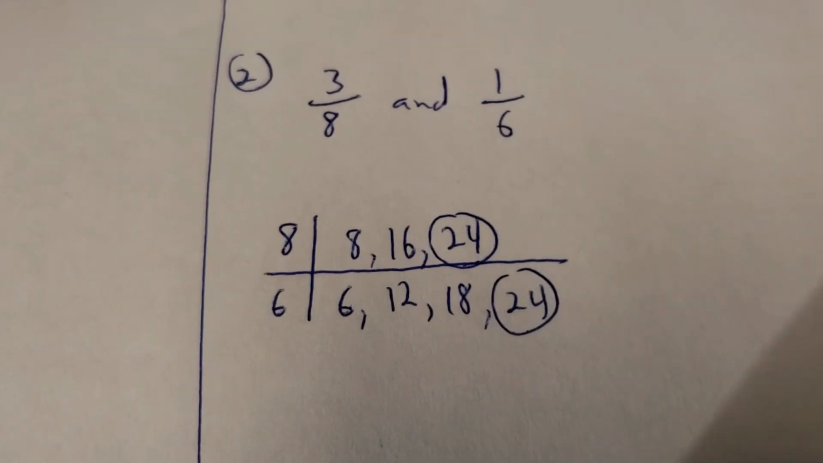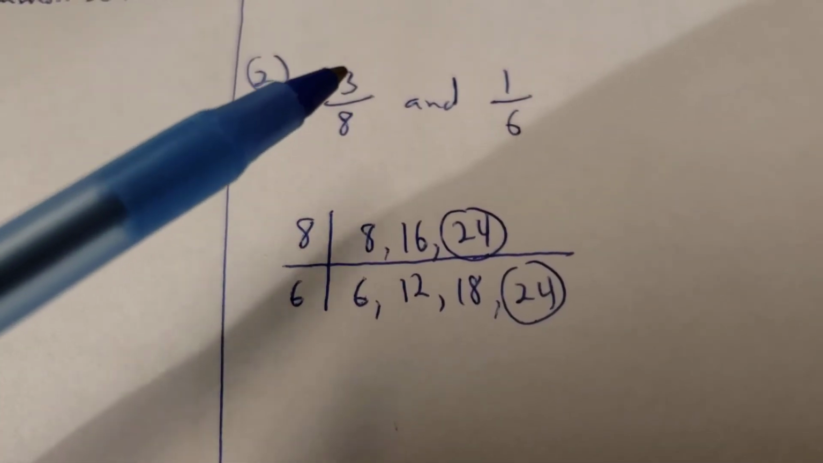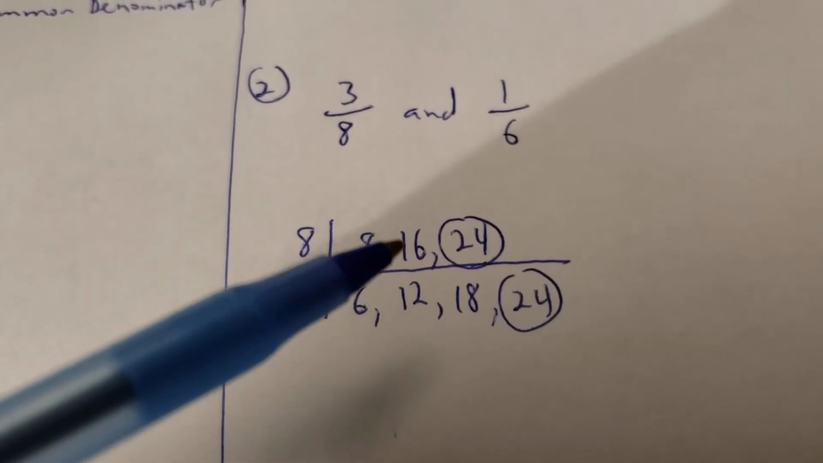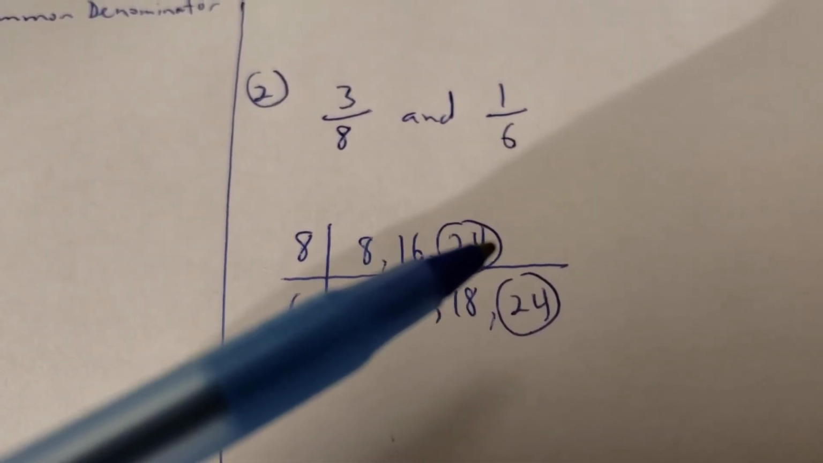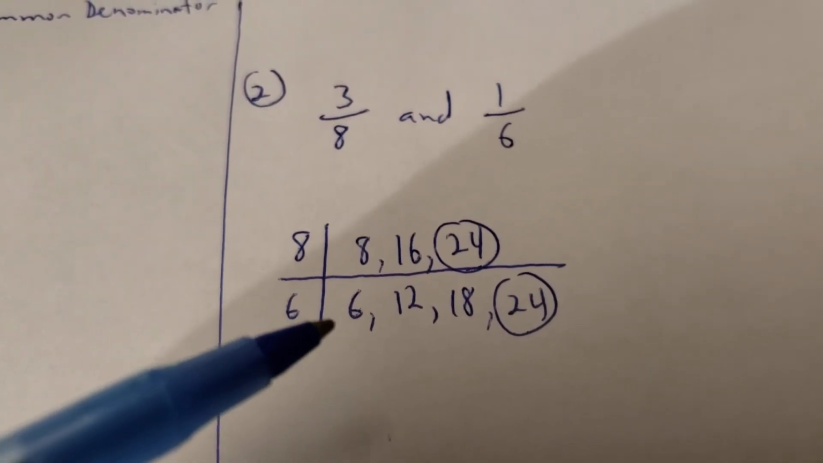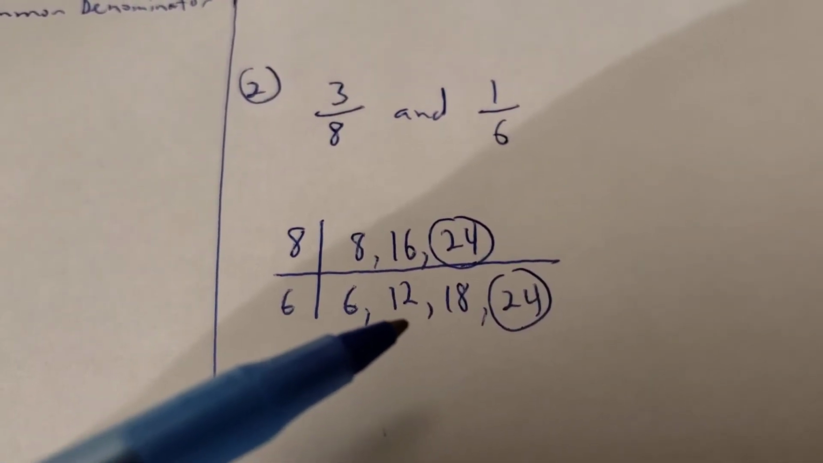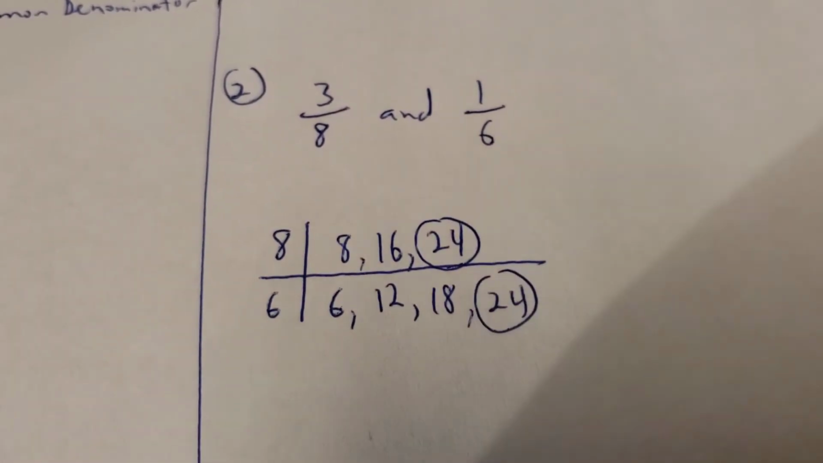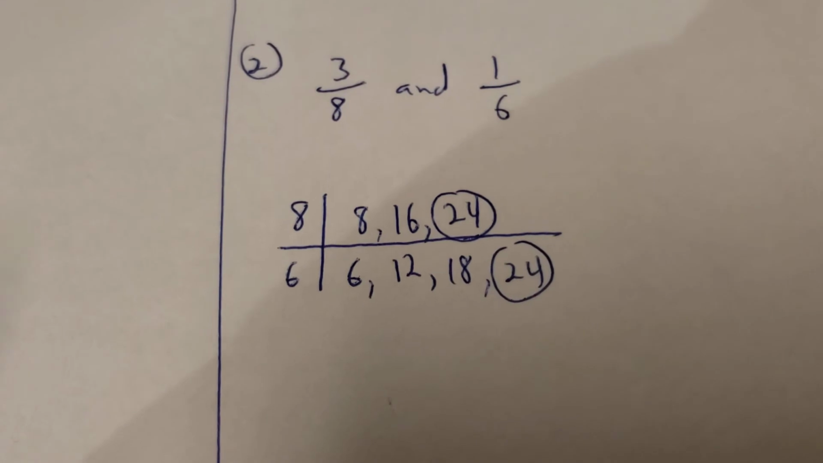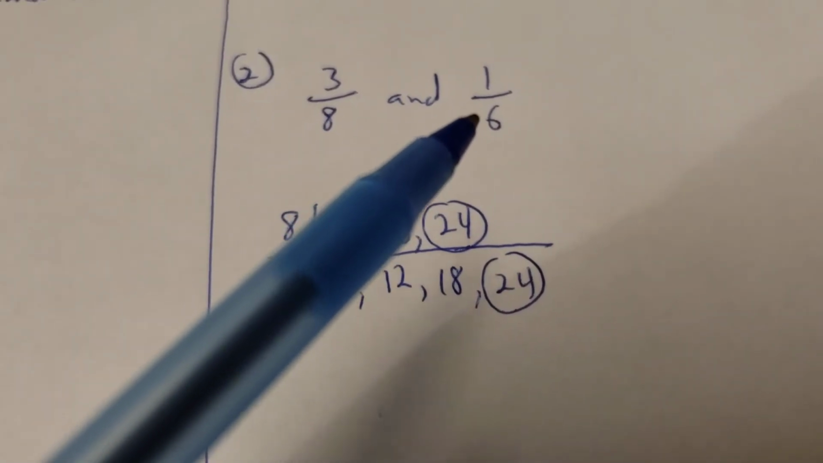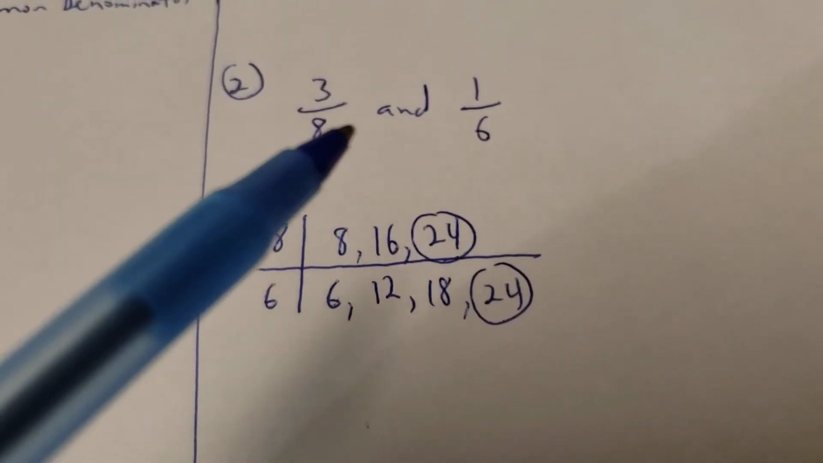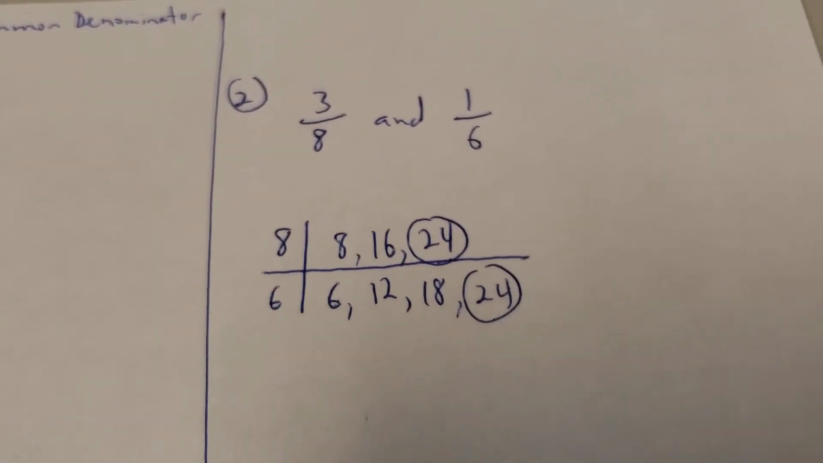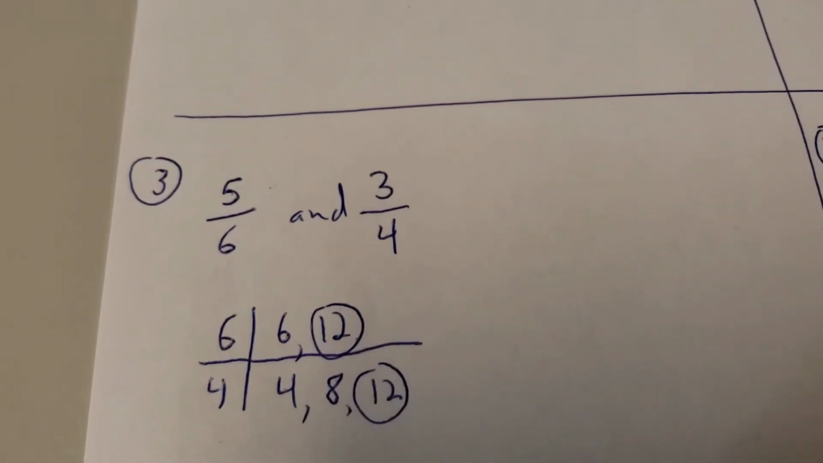Number 2, similar process. I have 3/8 and 1/6 I'm trying to find the common denominator for, so I list out my multiples of 8. 8 times 1 is 8, 8 times 2 is 16, 8 times 3 is 24. List out my 6s. 6 times 1 is 6, 6 times 2 is 12, 6 times 3 is 18, 6 times 4 is 24. I found my match at 24. So notice how you don't always just multiply the two denominators to find the match, because if you multiplied 8 and 6, you'd get 48, and our first match is actually at 24. So it's a good idea to know your math facts well.